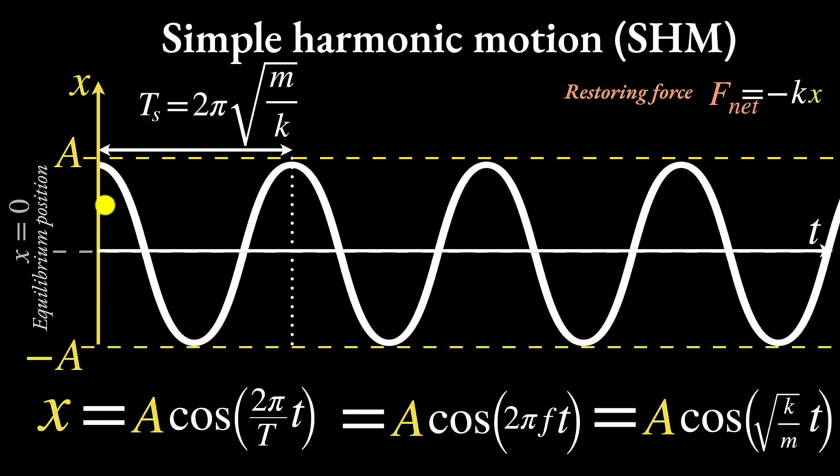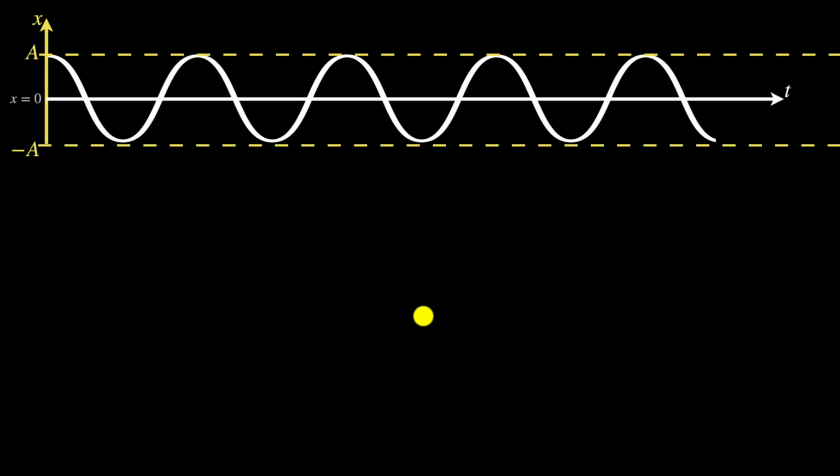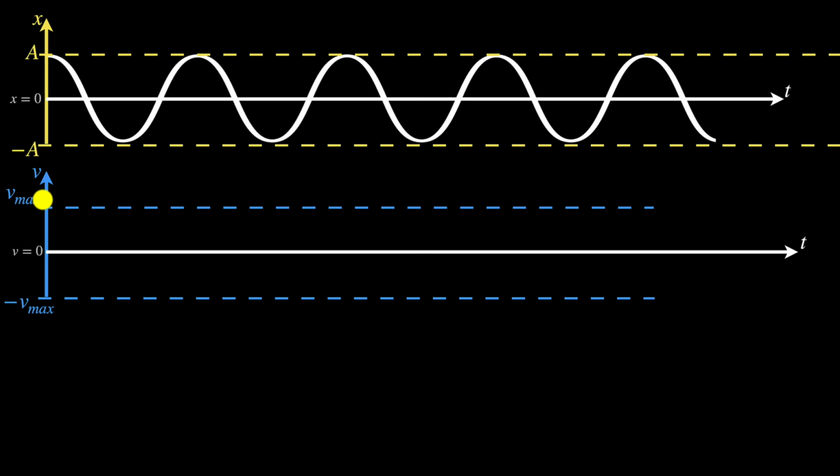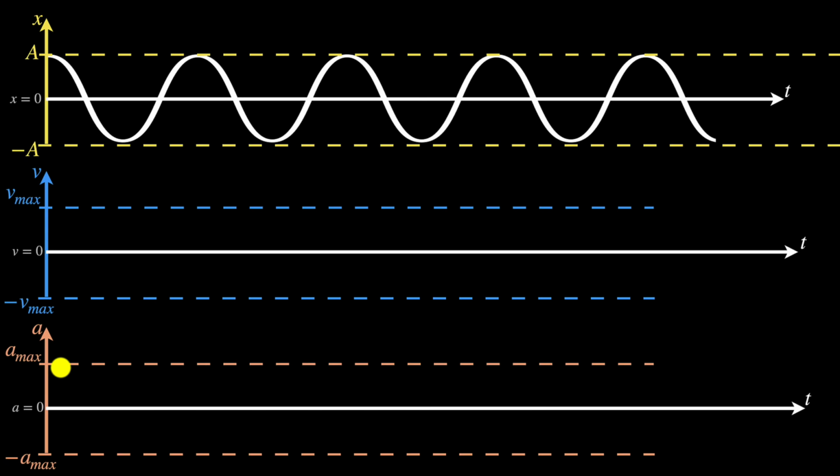All right, now that we know how exactly the position varies with time, here's a question. Can we figure out how the velocity would vary with time and how the acceleration would vary with time? First of all, since the position varies periodically, we would expect the velocity and the acceleration also to vary periodically. So we would expect them to also have maximum values, both in the positive and the negative direction. But how exactly would the graph be?